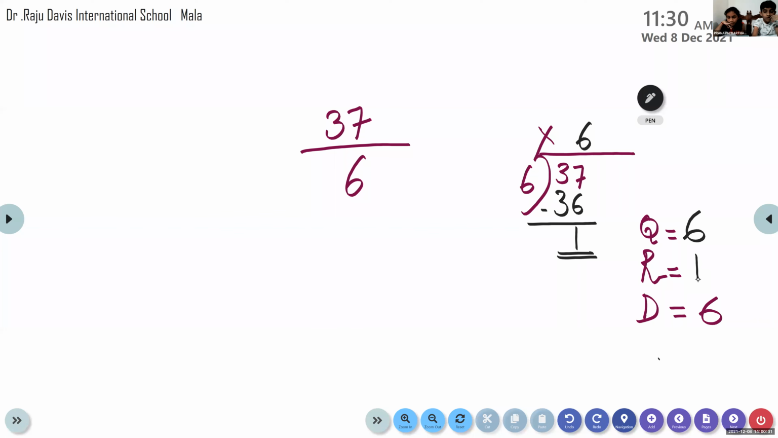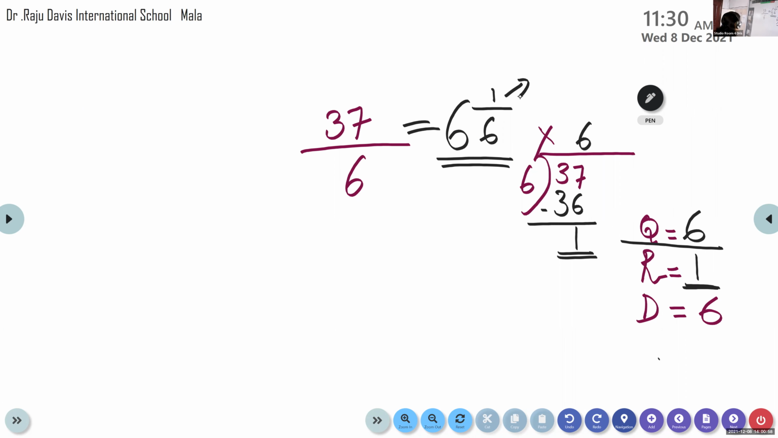How will you write that 37 by 6 is equal to? What is the quotient? 6 is the whole number. The remainder 1 is the numerator. Very good. The denominator is the divisor. Look here, we are writing the remainder in the numerator and the denominator will be the divisor.